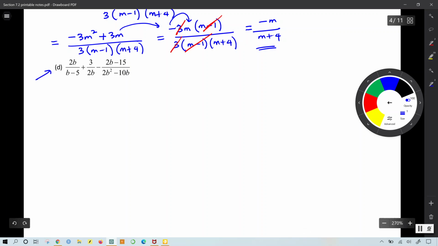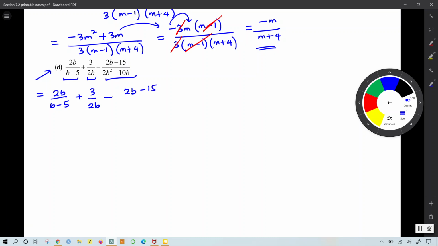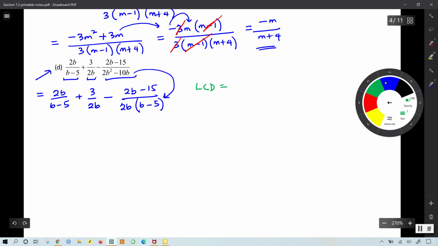Now we proceed to go on to question D. In question D, we have 3 terms. The first term is already in a simplified form. The second term is also in a simplified form. The third term, the top part is already simplified, but not the bottom. The bottom can be simplified or factored into 2b, b minus 5. By factoring the bottom into this simplified form, we are able to easily construct the LCD.